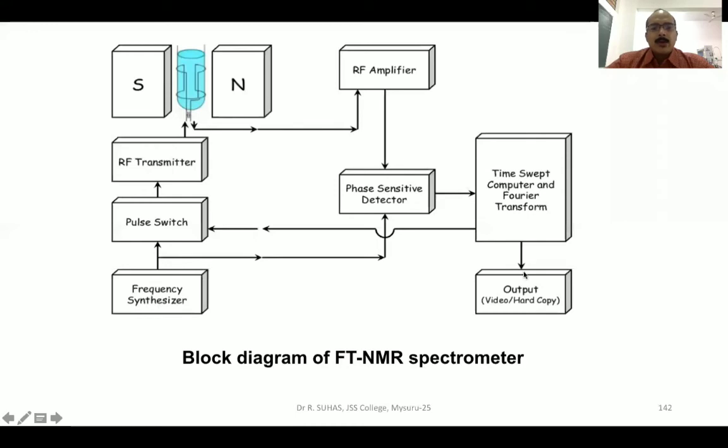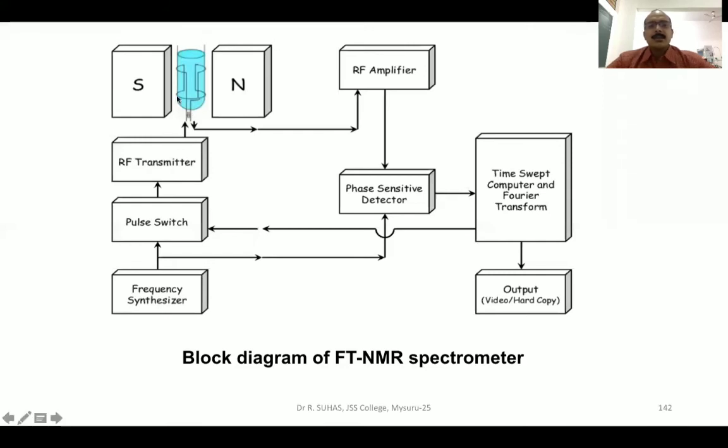This is the block diagram of FT-NMR. You have the sample tube in which you have placed the sample, kept between the external magnetic field or the magnets. This is the frequency synthesizer, where the appropriate frequencies required for excitation of the different protons are synthesized, and this goes to the pulse switch. From the pulse switch, it is transmitted through a radio frequency transmitter to the sample. Now the sample absorbs the appropriate frequencies. Once the sample absorbs the frequency, it creates beats, and that is called free induction decay.